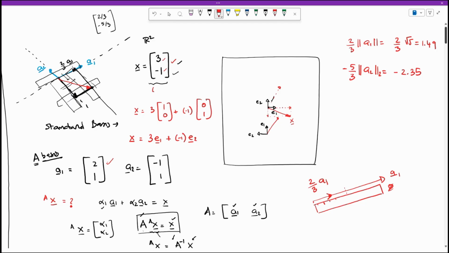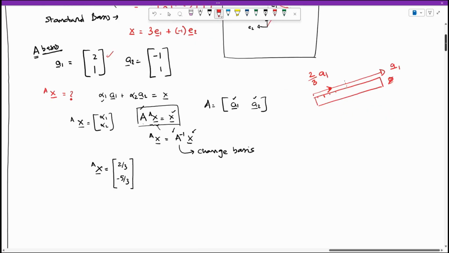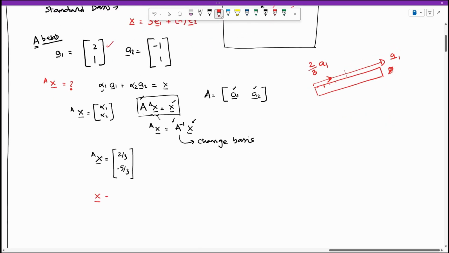Yeah. So now these two are the vectors that you need to add, because this vector X is alpha 1 times A1 plus alpha 2 times A2. So if you add these two by doing the parallelogram law of vectors, you'll get some vector.